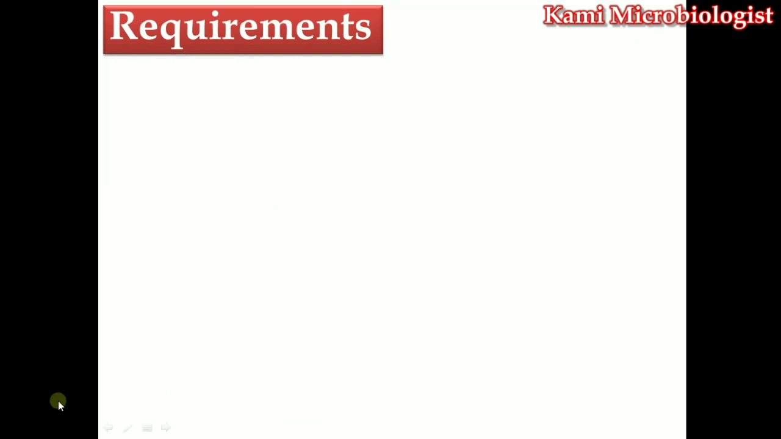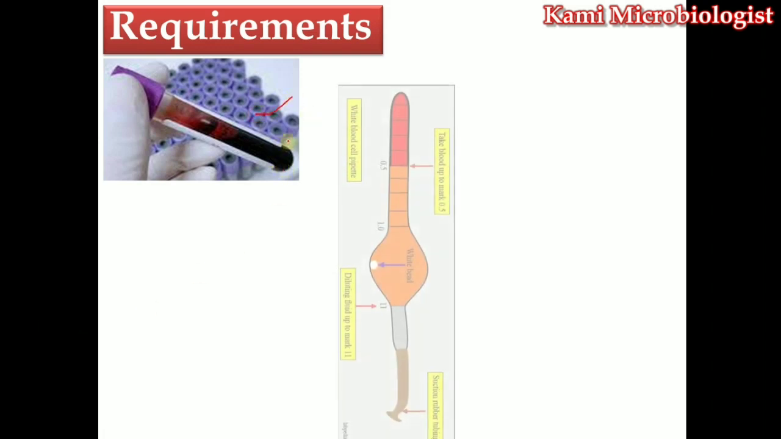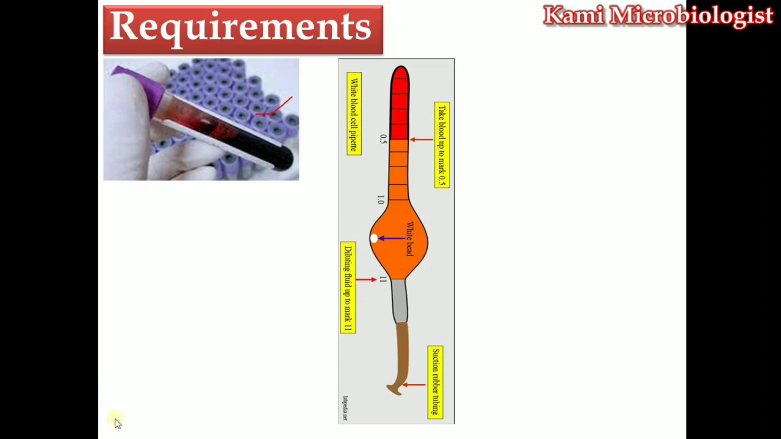Now let's see what requirements we need while performing the TLC. First of all, we require blood. The blood should be taken in an EDTA tube, as you can see. Second, we need a white blood cell pipette. As you can see, this is the white blood cell pipette, and these are its volume markings.